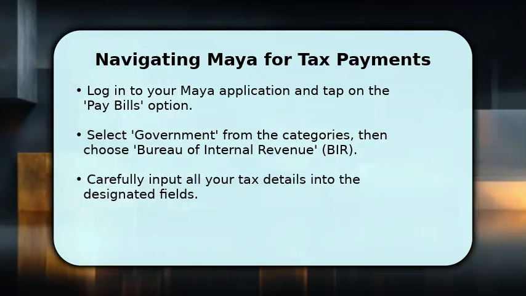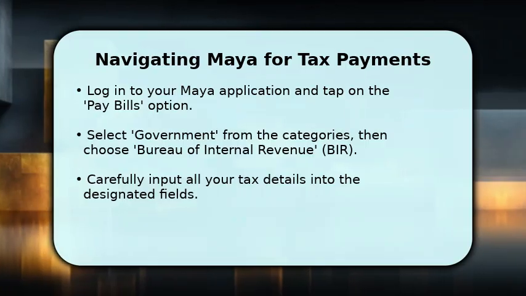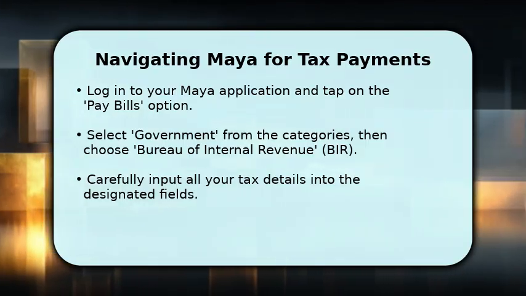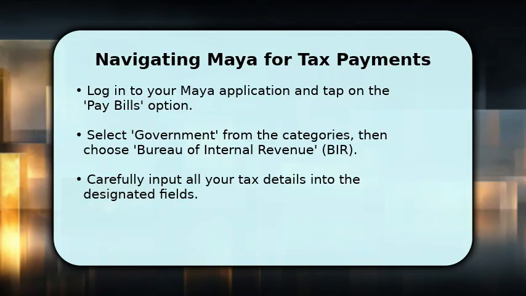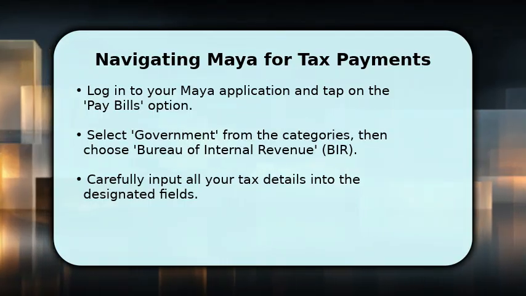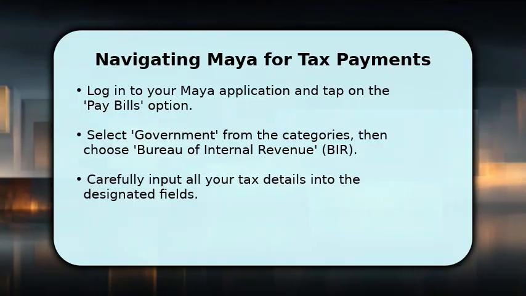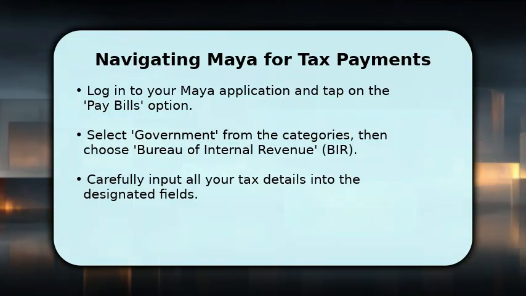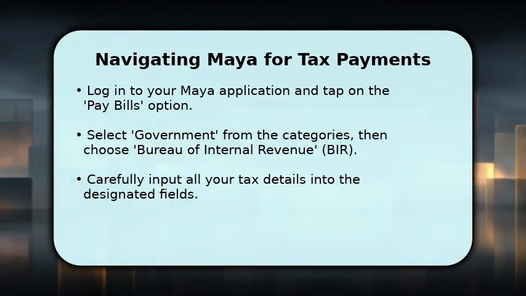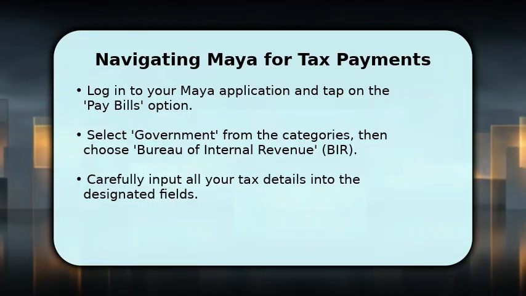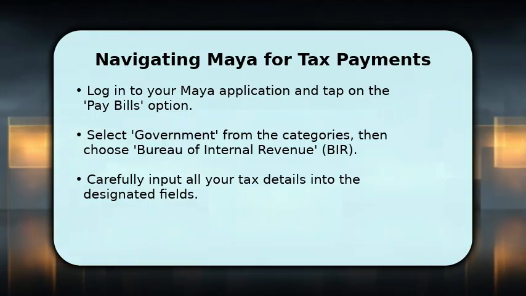Tap on the Pay Bills icon, usually found on the main dashboard. From the list of billers, select Government, then locate and choose Bureau of Internal Revenue or BIR. This will lead you to the payment form where you will accurately enter all your tax information. Take a moment to double-check every detail, ensuring everything is correct before moving to the next step.